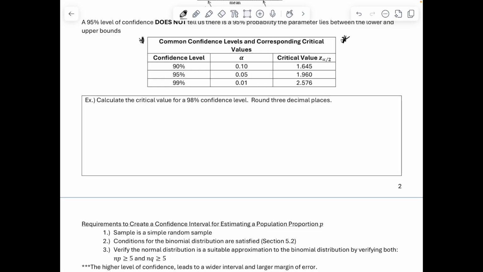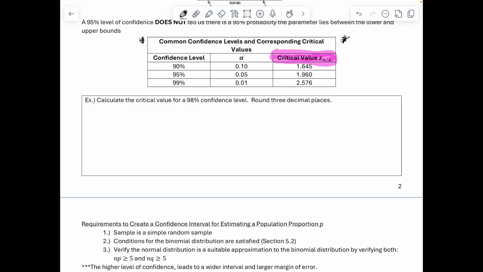This is a great table to have handy when you're doing your homework or your quizzes or your exams, because these are the most commonly used confidence levels of 90%, 95%, and 99%. And you will notice that these critical values over here on the far right are going to be used throughout this whole entire chapter, and you will also see them in other chapters.